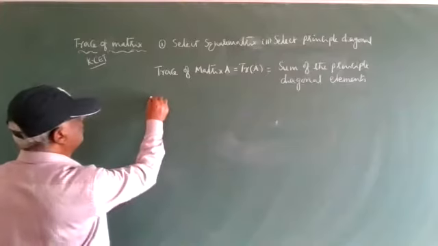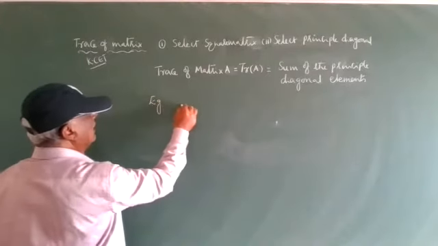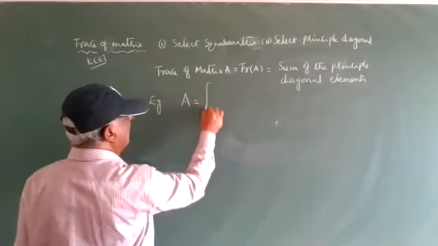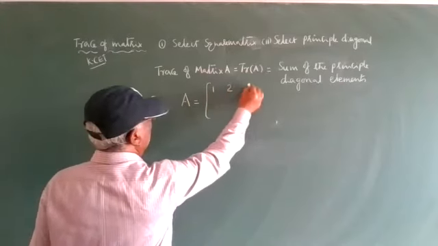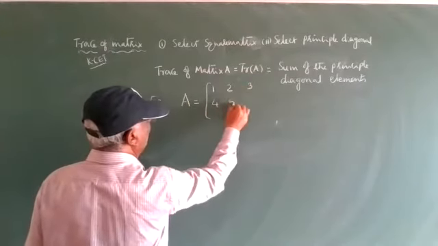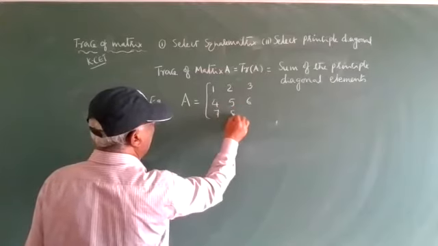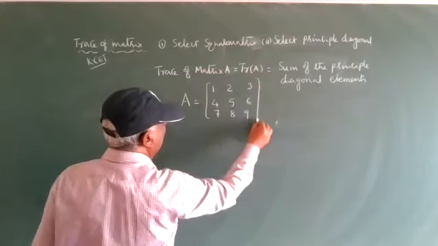Now I will write an example. A is the symbol of the matrix: 1, 2, 3, 4, 5, 6, 7, 8, 9. Immediately write down.